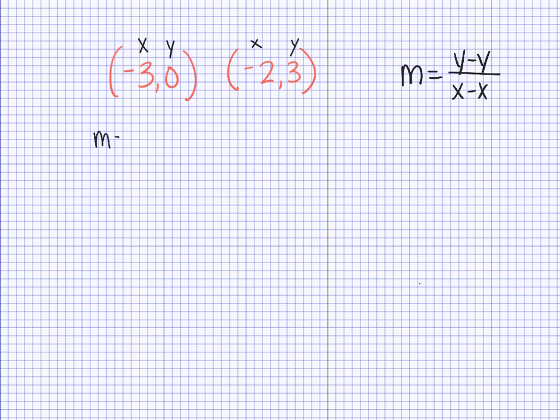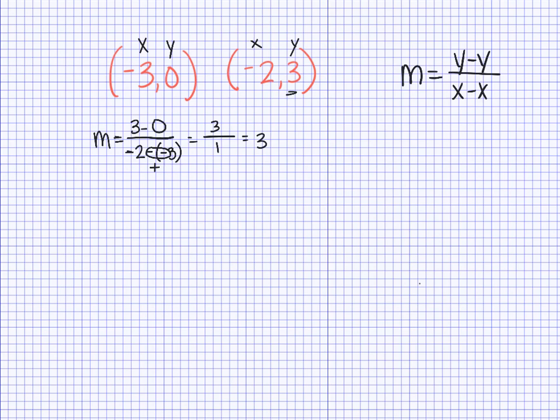So I'm going to have, remember, it doesn't matter which number you choose first. I'm going to do this one first. So 3 minus 0, but then for the x's it would have to be -2 minus a -3, so be careful of that. So I get 3 over, and then let's see, this minus a negative would become a plus, so -2 plus 3 is 1. So my slope is just going to be 3.